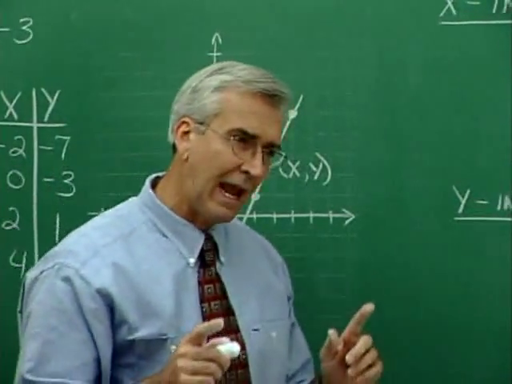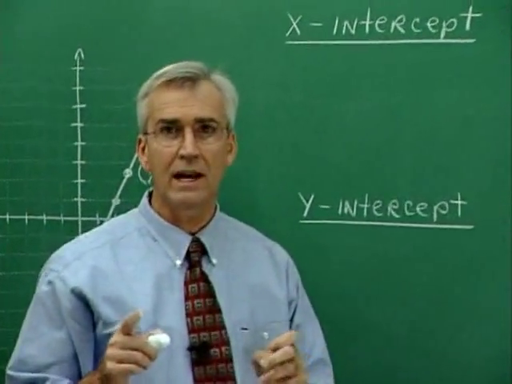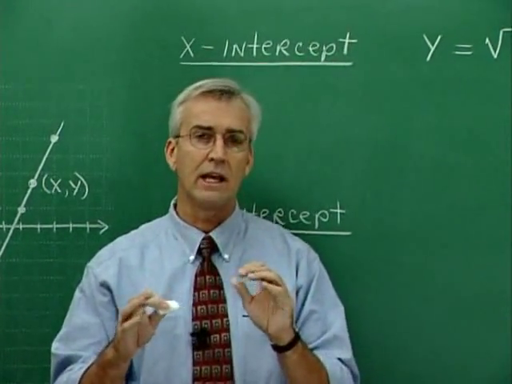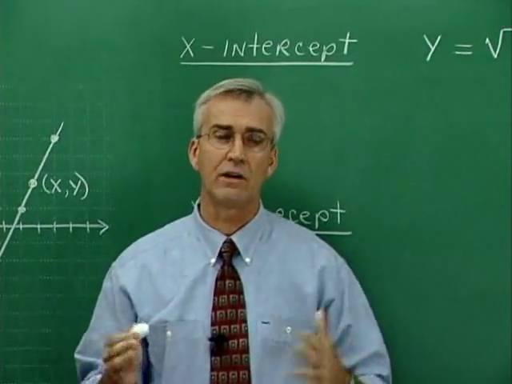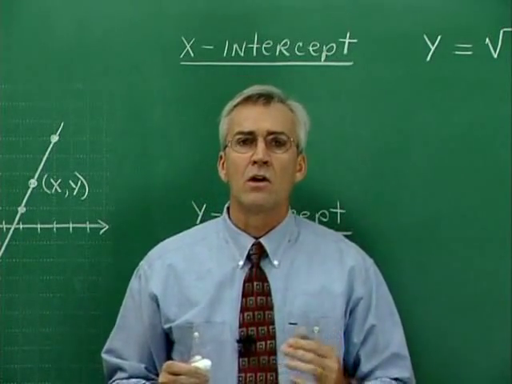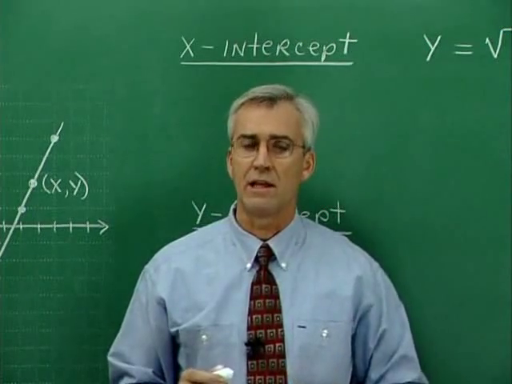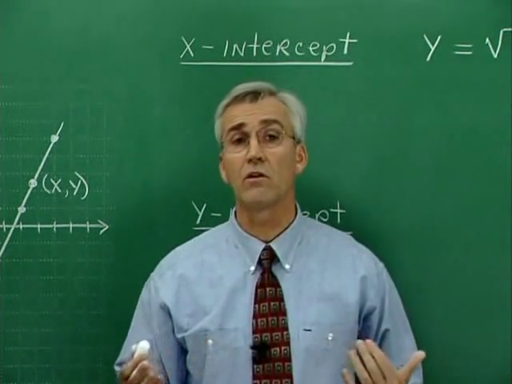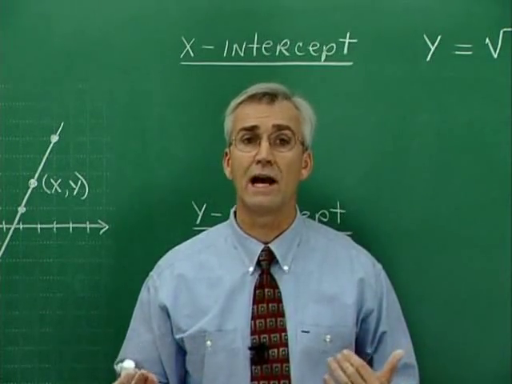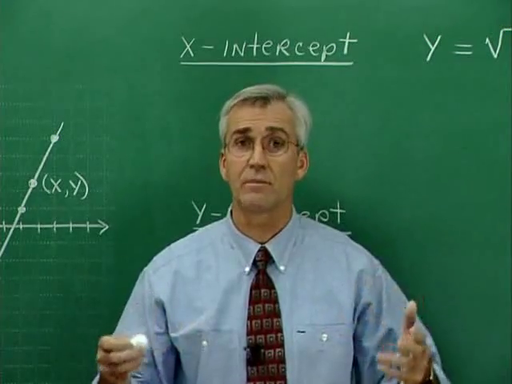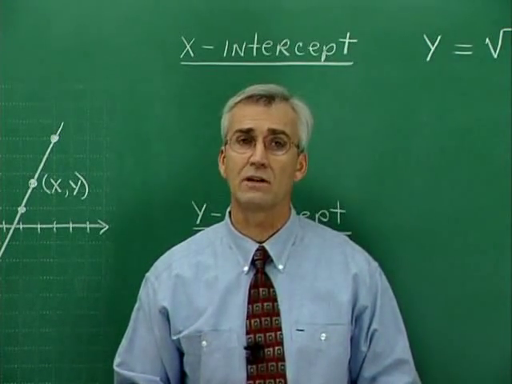There are some aspects of graphs that can help us in constructing graphs and in noticing certain characteristics about equations and graphs and the relationships between them. The first idea we'll talk about in that regard is intercepts. Now, intercepts are the places where the graph crosses the x and y axis. X-intercept is the place where the graph crosses the x-axis. Y-intercept is the place where the graph crosses the y-axis.